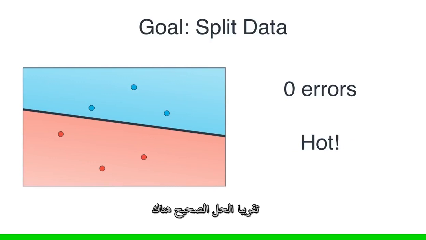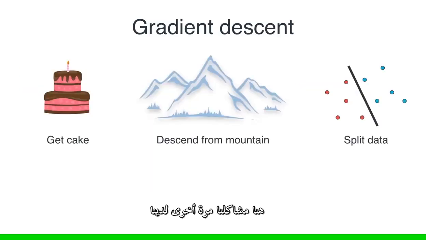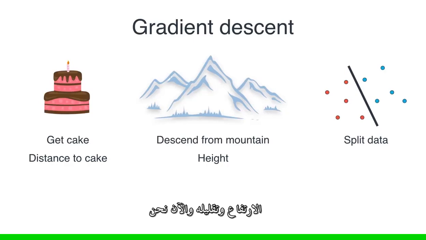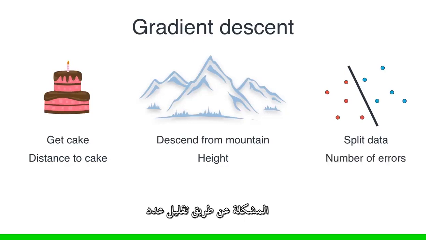So this is almost the correct solution. There's a very, very small subtlety that makes it actually impossible for us to solve this problem with that error function. I'm going to show you what the subtlety is. Here are our problems again. We have the get cake problem, the descent from the mountain problem, and our third problem is split the data. And remember, how did we get the cake? By calculating the distance to the cake and minimizing it. How did we descend from the mountain? By calculating the height and minimizing it. And now we think that we can solve the split data problem by minimizing the number of errors. But now here's a problem. The distance to the cake is a continuous function.